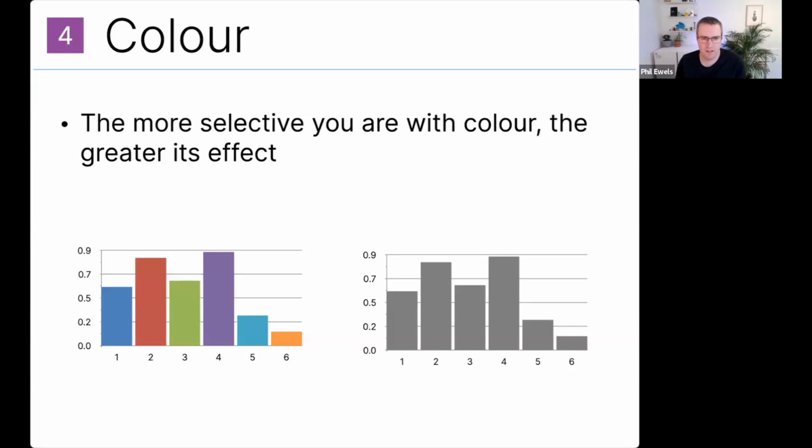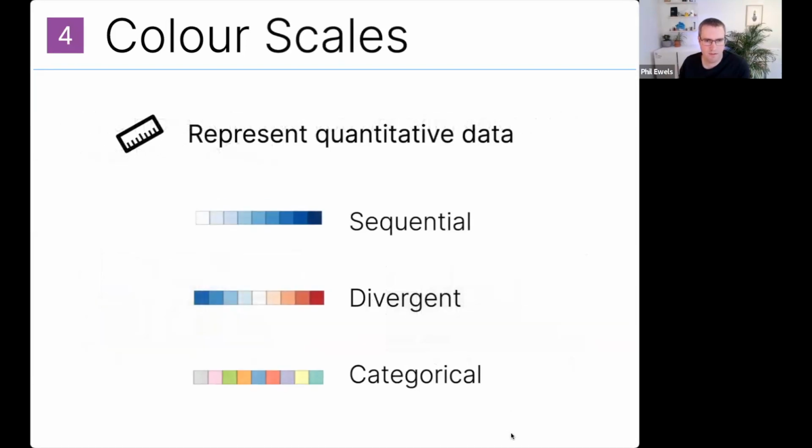The graph on the left is very colorful, but that actually is detracting from your ability to read it, because the colors of the bars are arbitrary. So it's better just to keep it simple and be selective. When you're using quantitative data or you're using a color scale, there's three different types of scales you can use. Sequential, which is quantitative minimum to maximum. Divergent, which is moving away from the center point. And categorical, which is what it sounds like, for categories.